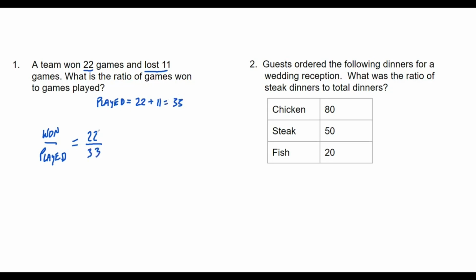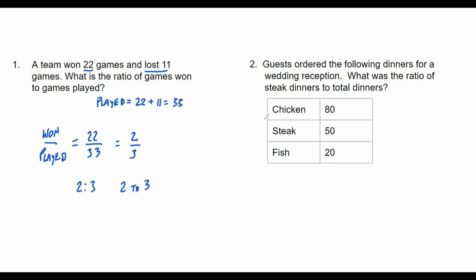So we start out with 22 over 33, or 22 to 33. But if we reduce this in our calculator, we're going to find out that this reduces to the fraction 2 over 3. Now there are 3 forms of a ratio. We can express it like a fraction, like that, or we could say 2:3, or we could say 2 to 3. All of those would be acceptable answers to that question.